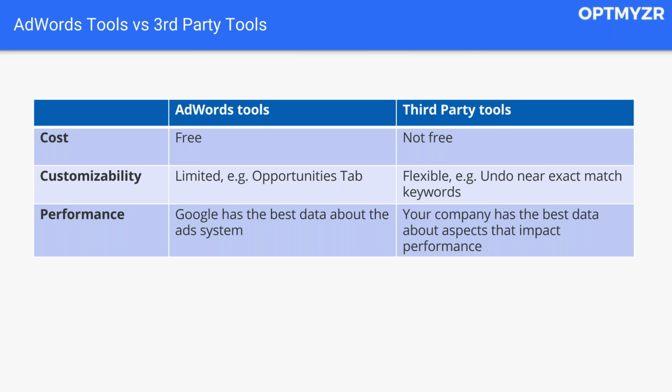Whereas if you go to a third-party tool, they may even do something that Google absolutely hates. So if you don't like near exact match keywords, you can actually write a script that will undo that change that Google believes is the best thing for the million plus advertisers that they have, but it may not be the best thing for your specific situation. So it gives you that control back to tweak it. And then as far as performance, so Google has so much data, they can look across all of the accounts that they have. So nobody can beat Google.